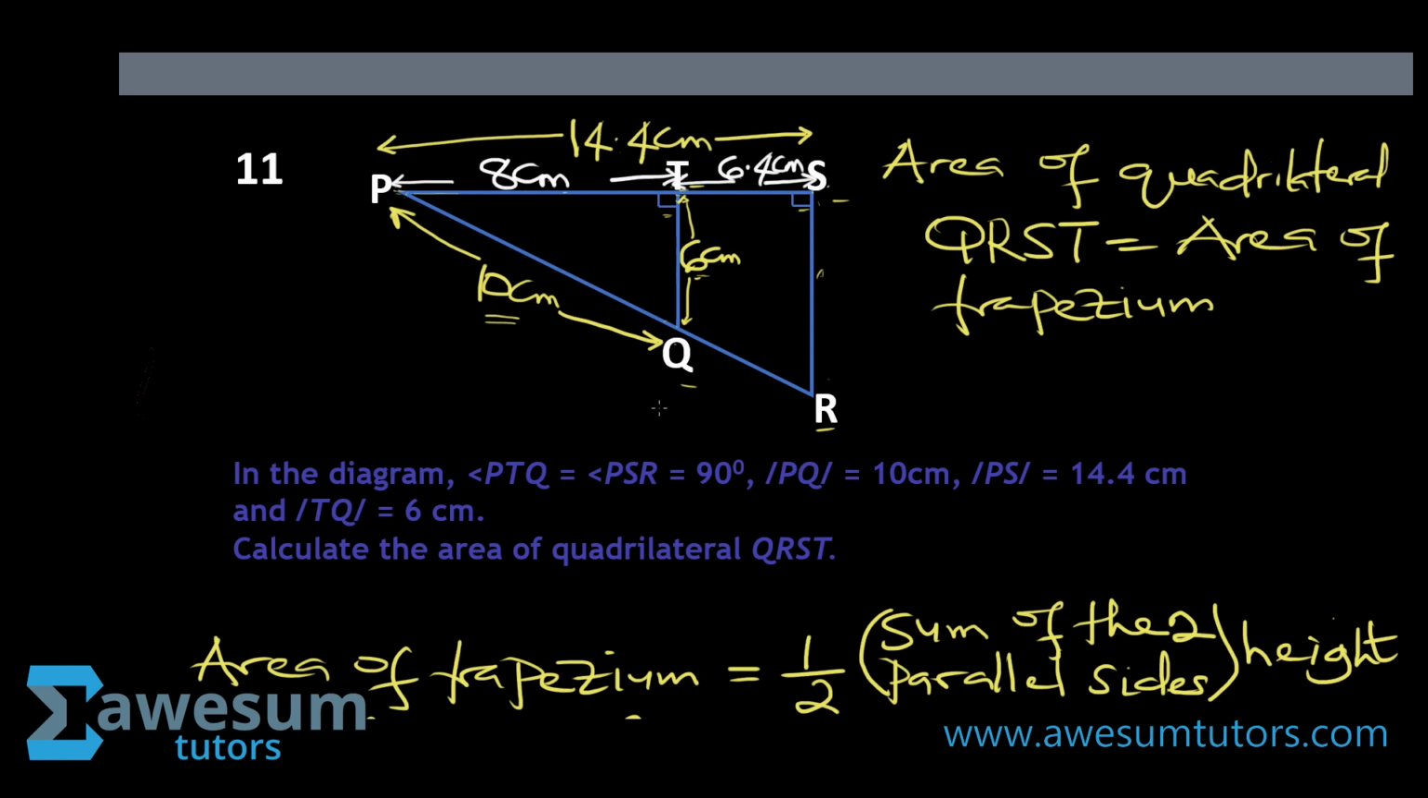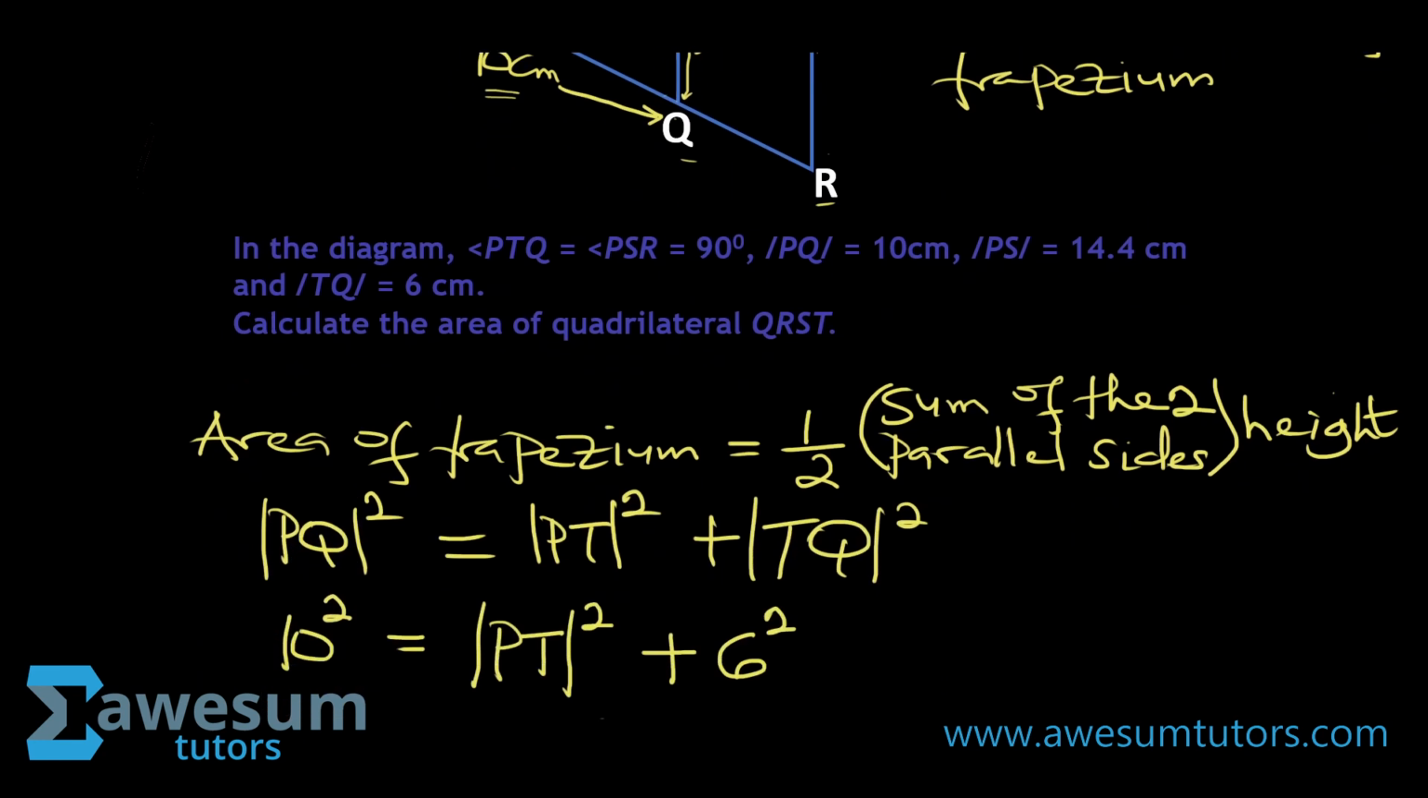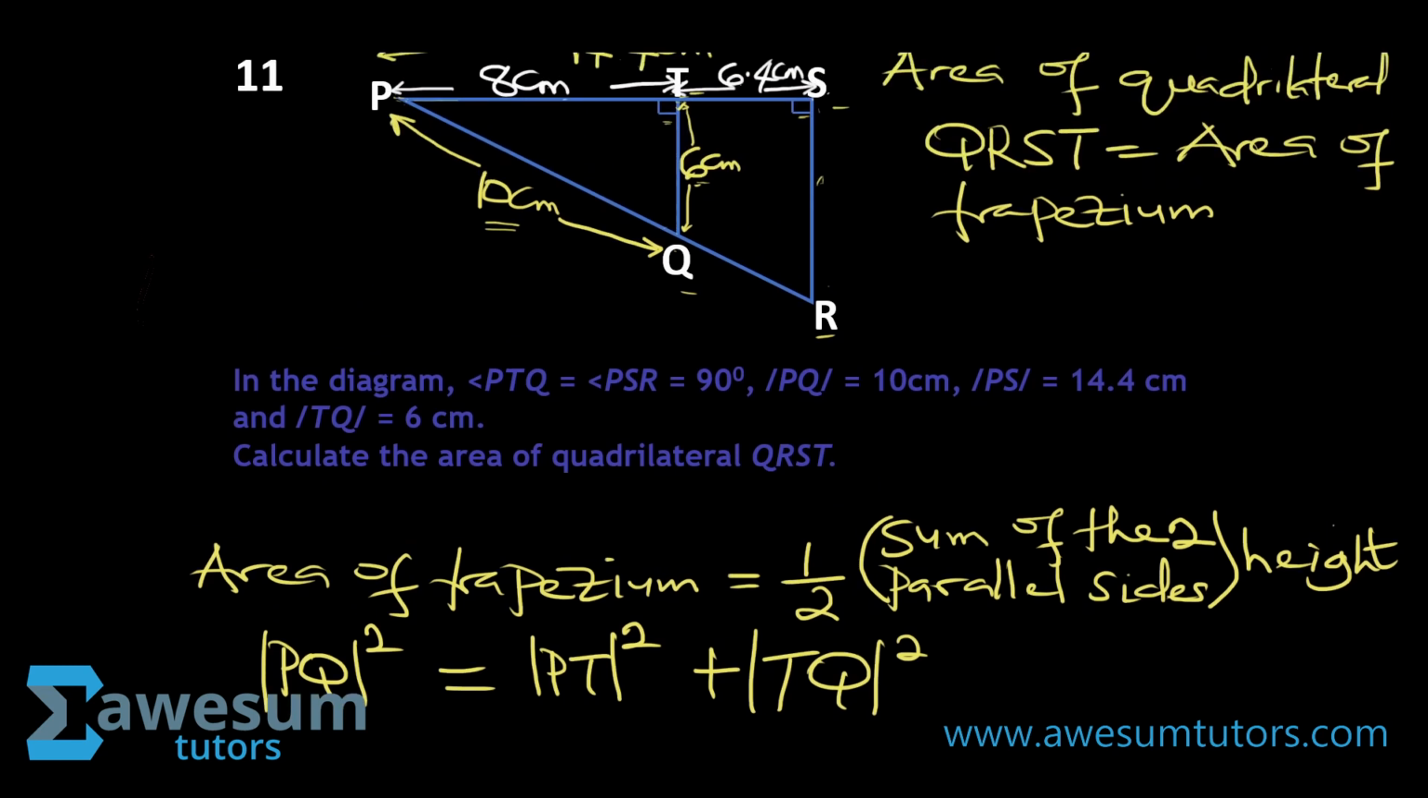Very good. So now if you go back to the formula for area of trapezium, we've been able to get the height of the trapezium, which is 6.4. We said here is the sum of the two parallel sides. We've only gotten one. Now we need to get this side, which is RS.